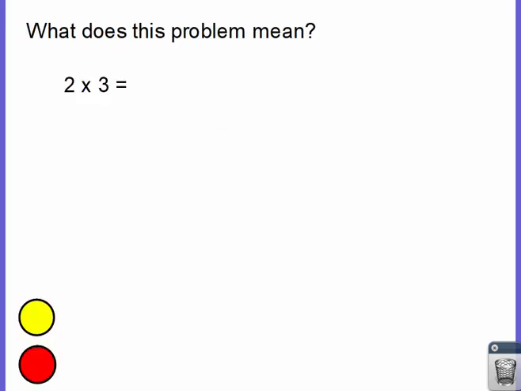Now, I don't mean this problem to be an insult, but I do want to talk about what 2 times 3 really means. Well, back in elementary school, when we talked about multiplication, it meant that we had two groups of 3.